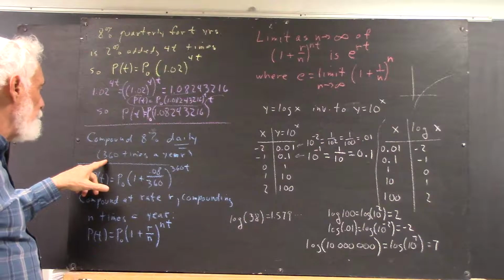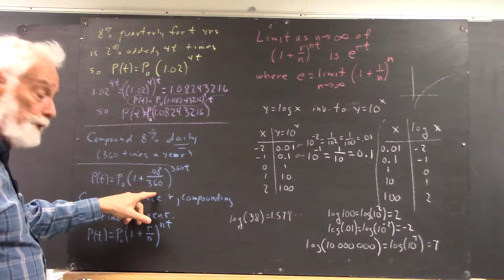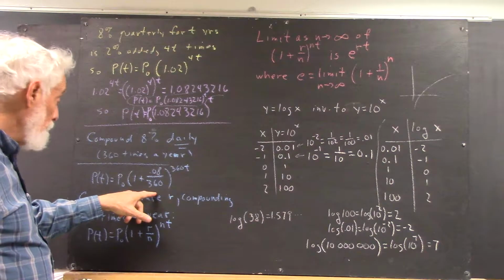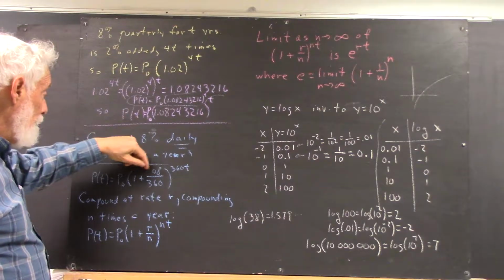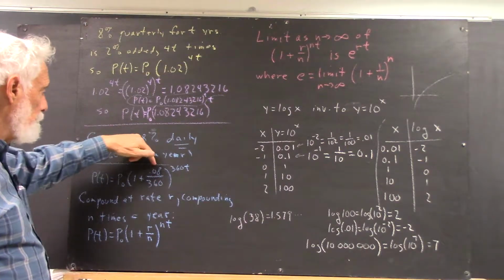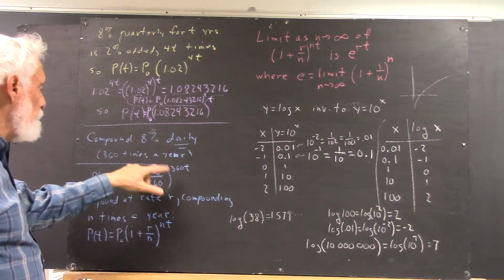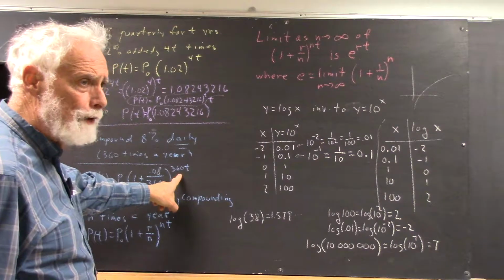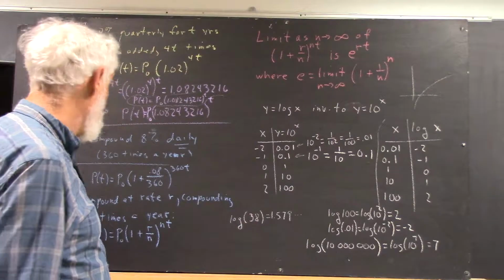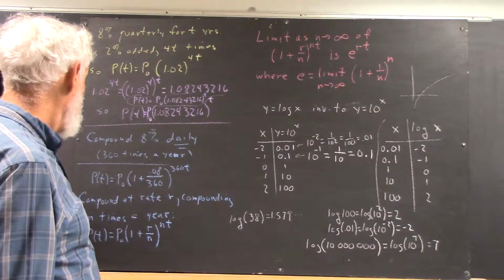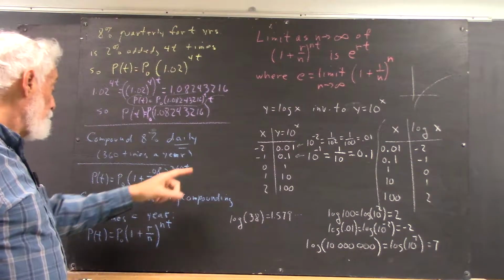Okay, 360 times a year, we're going to add 0.08 over 360 of our principal to our principal. So the 1 really represents P naught, and the 0.08 over 360 represents what we get if we add this much. And of course, we're going to do that 360 times every year. So just like we got 4T up here, we're going to get 360T up here, aren't we? So our function for compounding daily would be this.